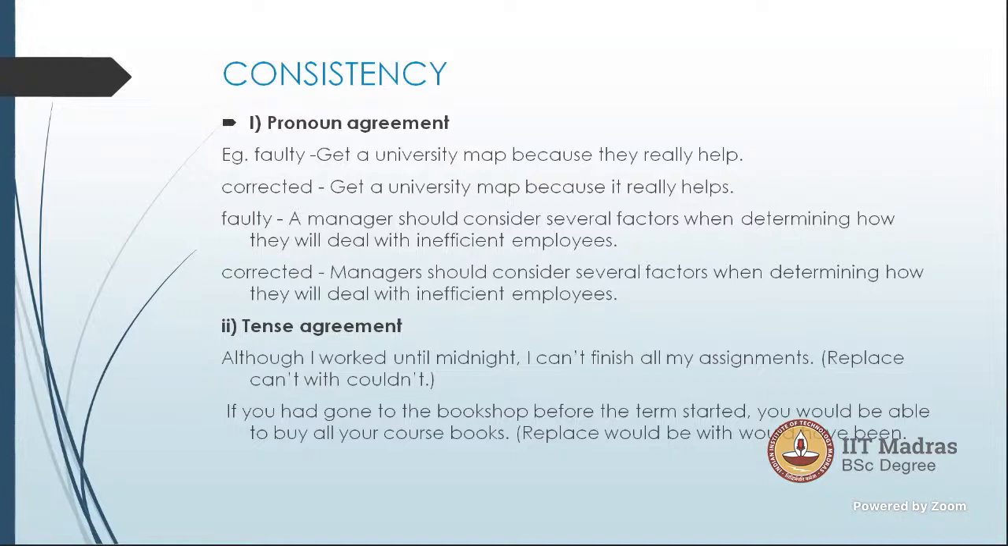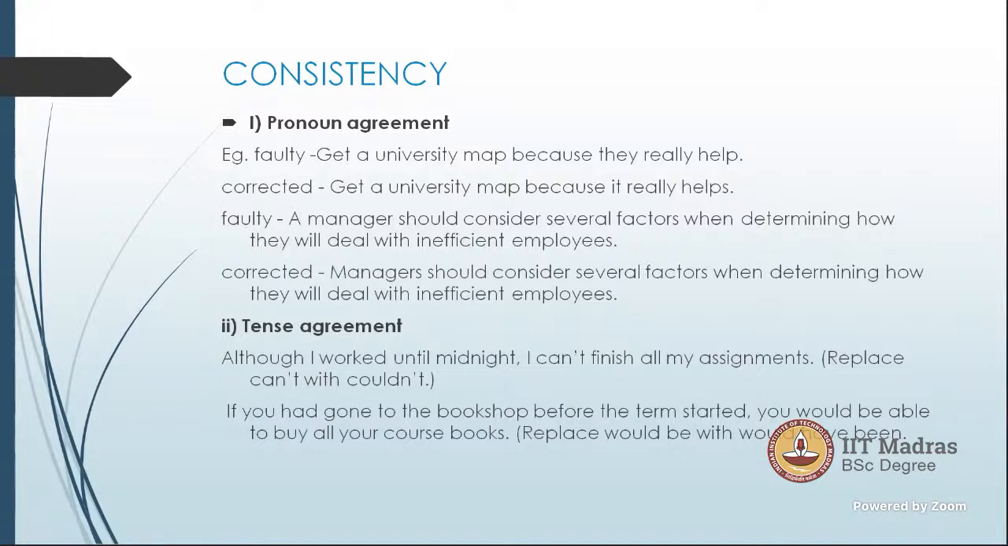Like, just to quickly show you an example, get a university map because they really help, right? People have a tendency to not take these things into consideration. They use one thing and they goof up with the pronoun. They use a different pronoun. Instead of writing it, they write they. So get a university map because it really helps, right? So it is not just your noun, but also the pronoun which needs to agree with the verb, right? In case you have one in the sentence, right?